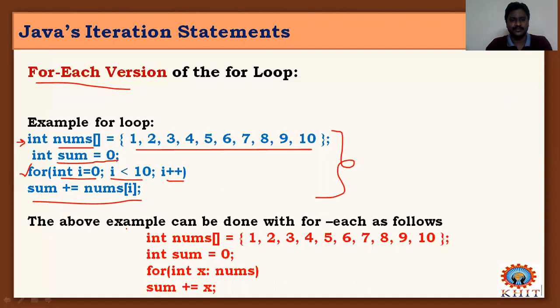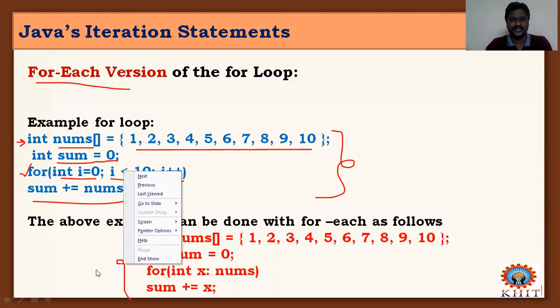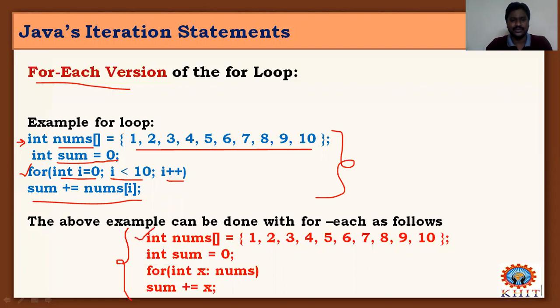I can write the same code using for-each the same way. I have the nums array and one variable x. If you observe the statement here, this x variable collects the values from the nums array from start to end, and it performs this statement for the result. So it adds the values one by one, x to the sum. This statement gives an alternative version to the traditional form, and both work the same.